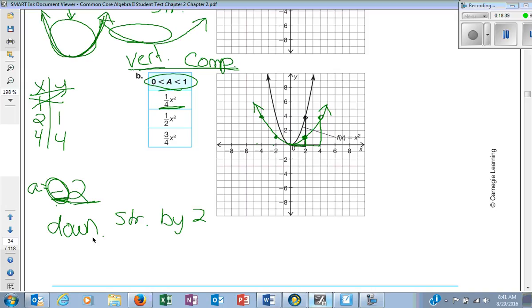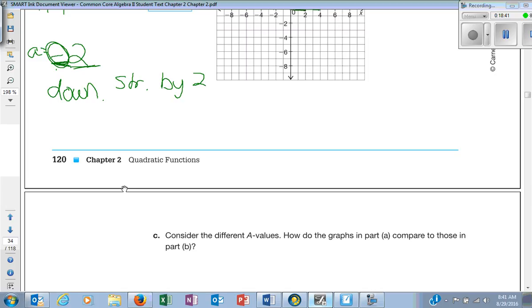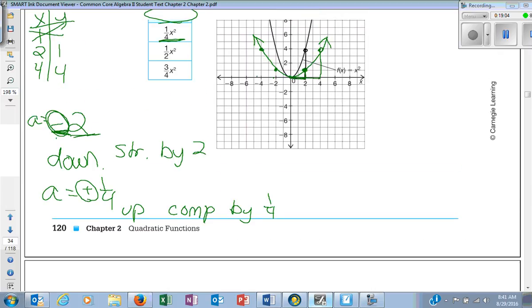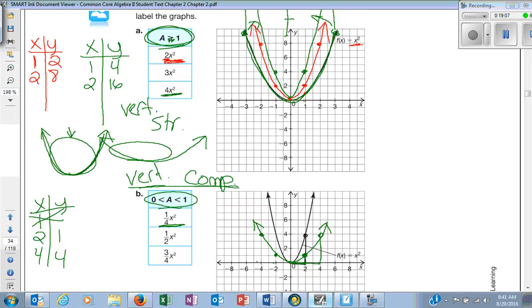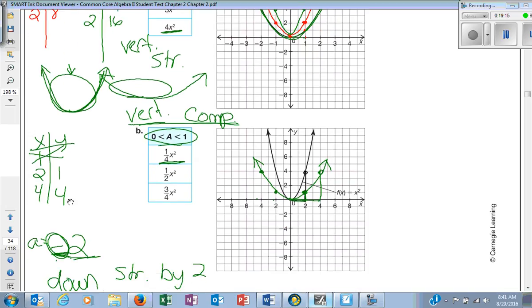Are you with me? So if I had A equals 1/4, what does that tell you? Since it's a positive, I know it's going up, and it's a compression by 1/4. That's why these things never talk about A being negative, because A being positive or negative has nothing to do with whether it's a stretch or a compression.